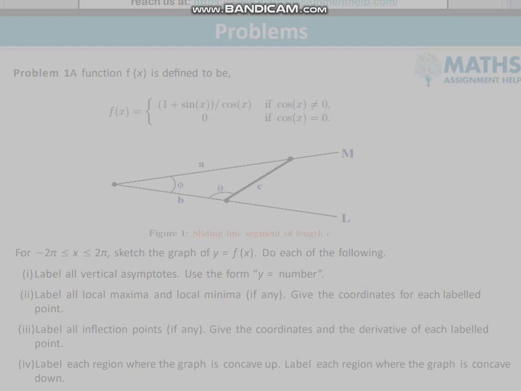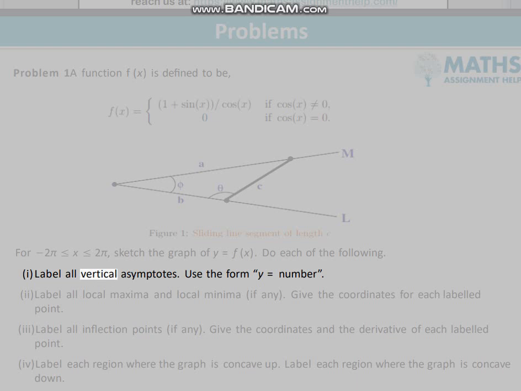Problem 1a. Function f(x) is defined to be as given. For -2π ≤ x ≤ 2π, sketch the graph of y = f(x). Do each of the following.